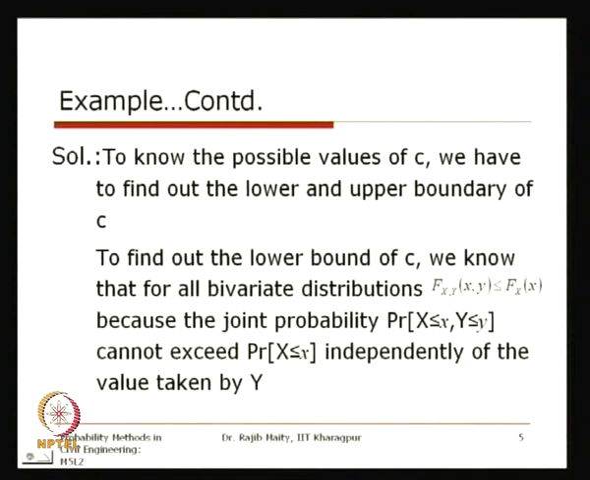So to know the possible values of c, we have to find the lower and the upper boundary of c. To find the lower bound of c, we know that for any bivariate distribution, this f_XY is less than or equal to this f_X. This is a property, when we discuss it in terms of the marginal probability distribution, that the joint density will be less than or equal to the marginal.